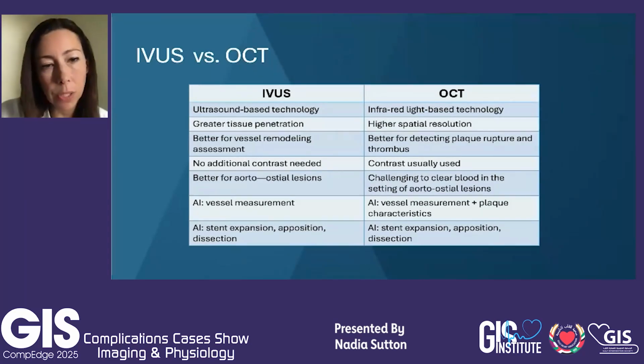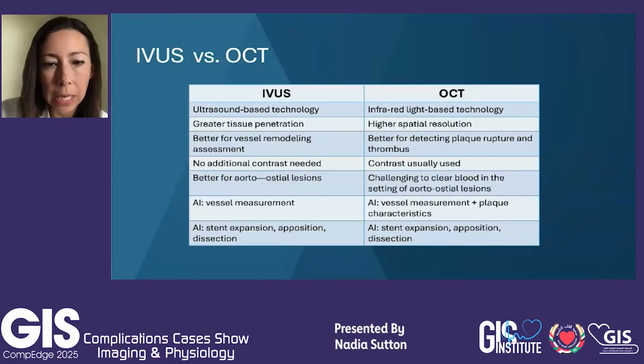So in general, thinking about IVUS versus OCT, they each have some advantages and disadvantages, with IVUS being obviously an ultrasound-based technology that has a little bit greater tissue penetration, does not require any additional contrast, and may be preferred for aortoostial lesions, which might not be well visualized by OCT. With IVUS, I wanted to make some general comments about that. We get some very good information about vessel measurement in terms of the lumen diameter and the vessel diameter, as well as information about the stent expansion, apposition, and dissection.